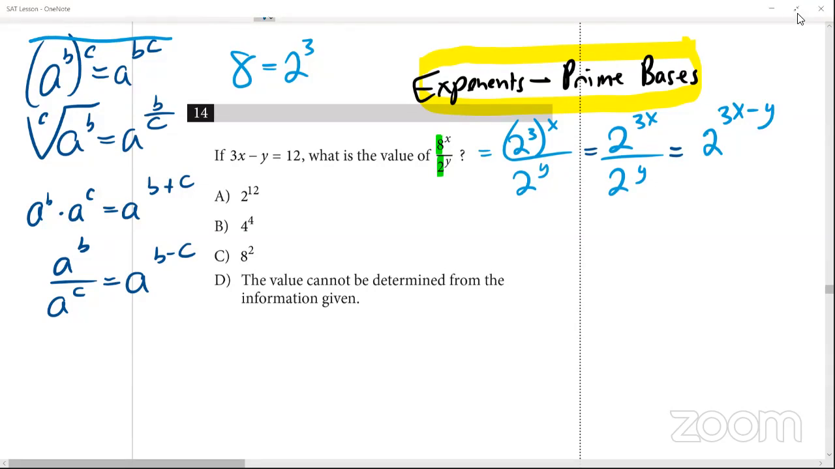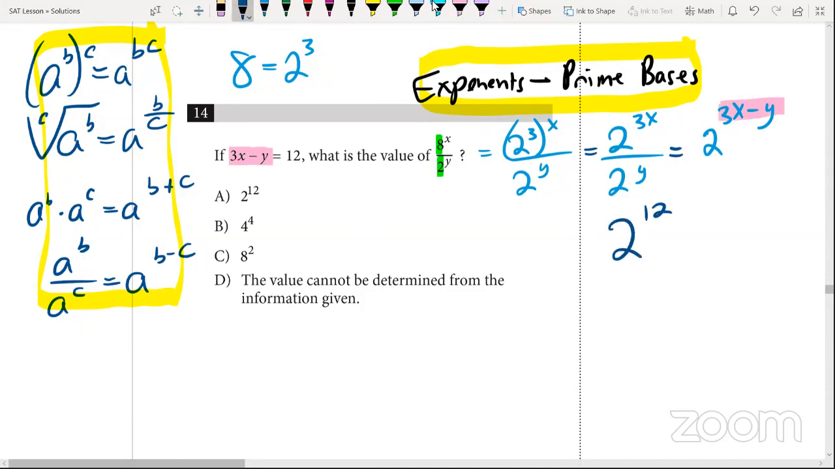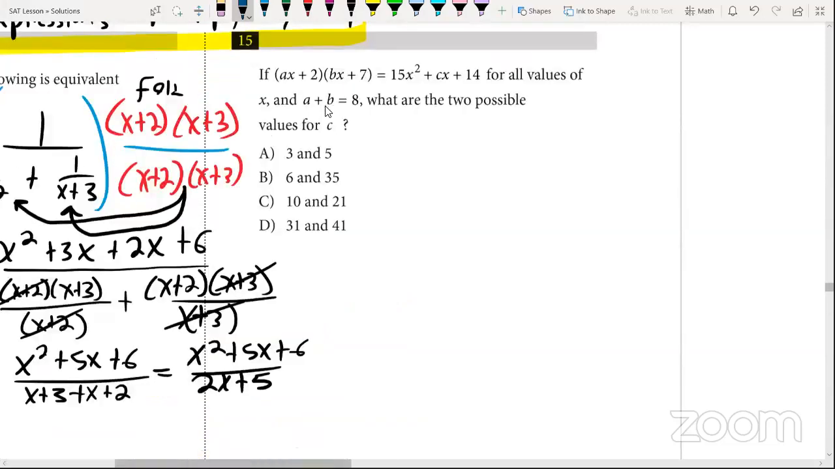So right here, what we have are our 4 main exponent rules that you want to be really familiar with. And in this question, coincidentally, they gave us 3x minus y is 12. So we can just go ahead and say that this is all 2 to the 12th, which is choice A. Going over to number 15 now.